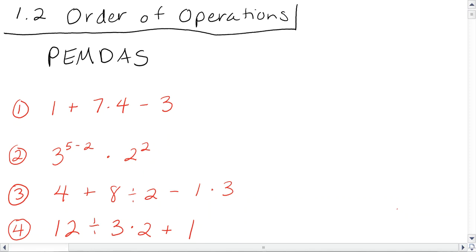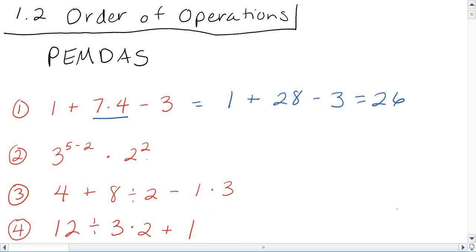So my first example here, number 1, this multiplying is the first operation I would do. Save the adding for later. So if I take 1 plus 28 and then subtract 3, I would get 26.